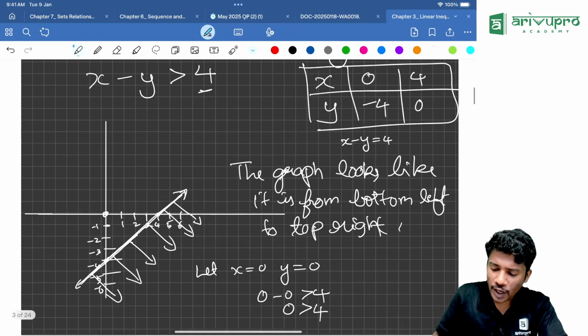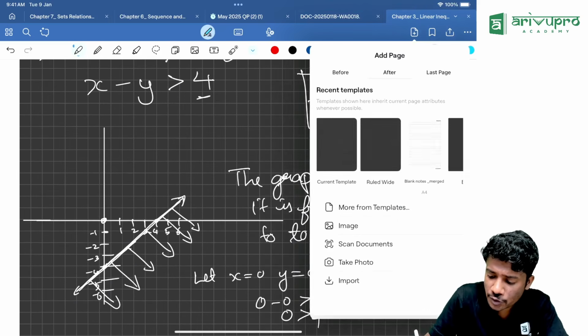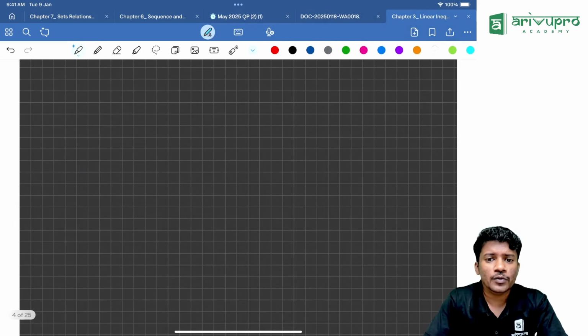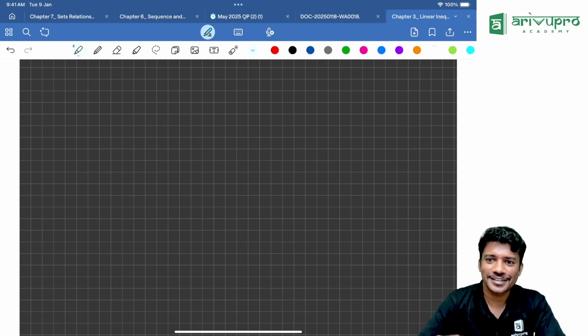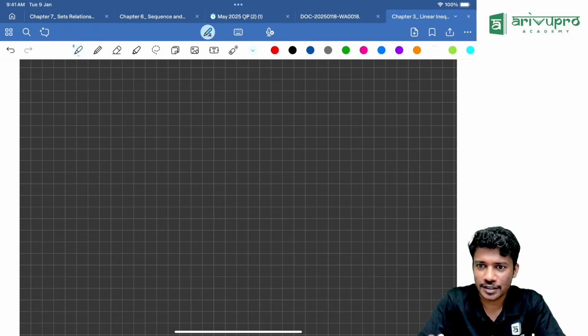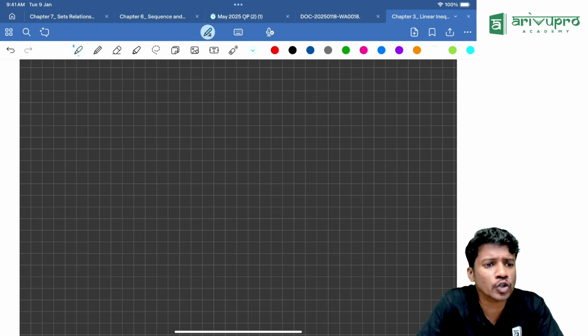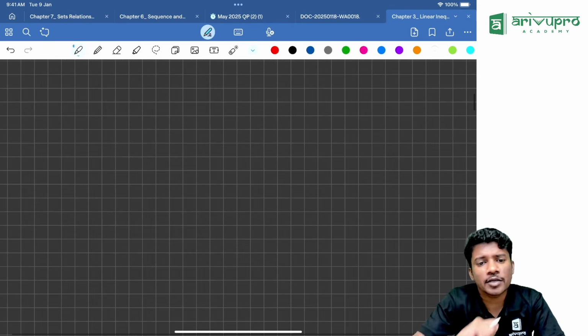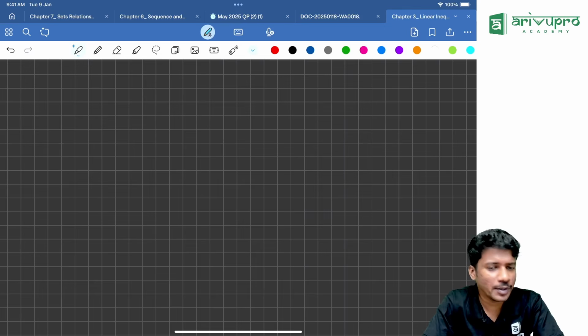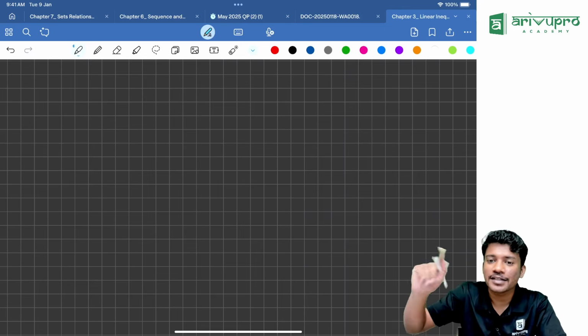Now, while I was showing you some question, there was a question like, sir, it is passing through the origin. When will it pass through the origin? Any idea, Aditya? When it is passing through the origin, constant term won't be there. What do you mean by constant term? That C term. C won't be there.